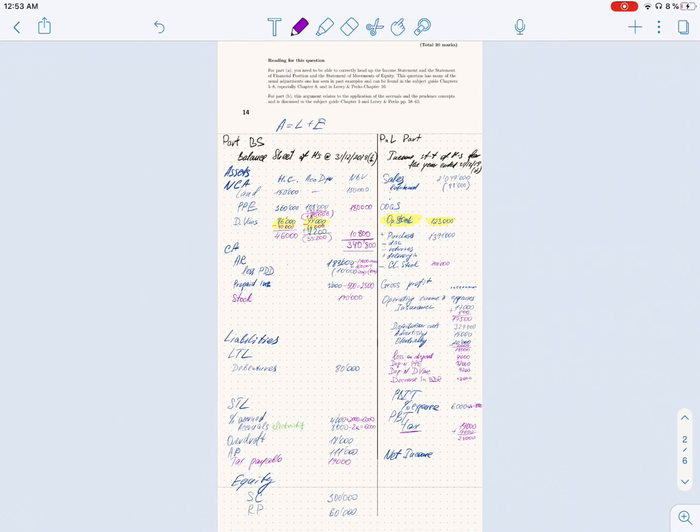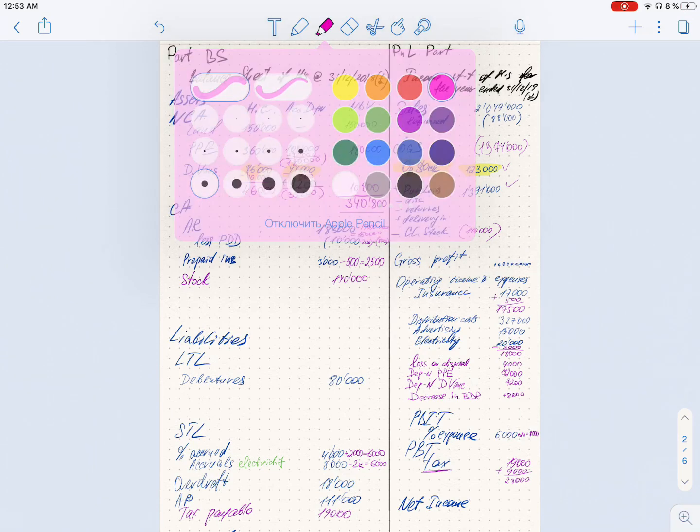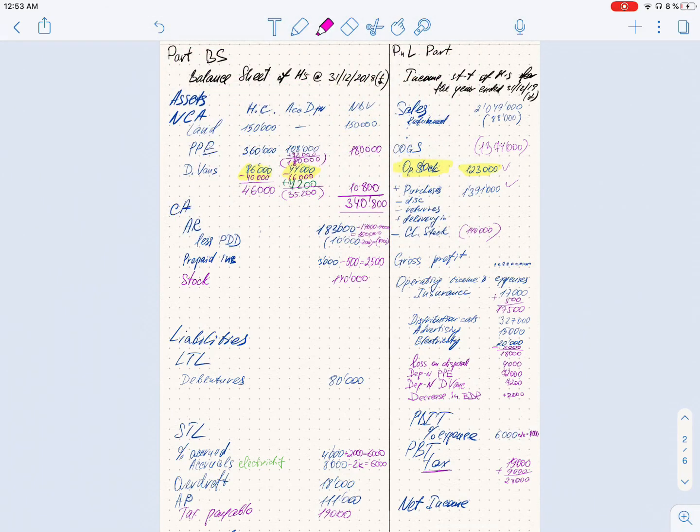So first of all, I want to calculate cost of sales. We have to consider opening stock, purchases, and closing stock with a minus sign in order to calculate cost of sales. The cost of sales for that year would be 1,374,000 pounds, and that amount should be used for the purposes of gross profit calculation.